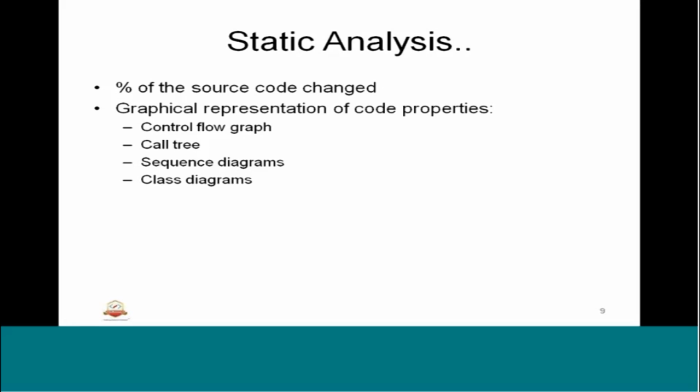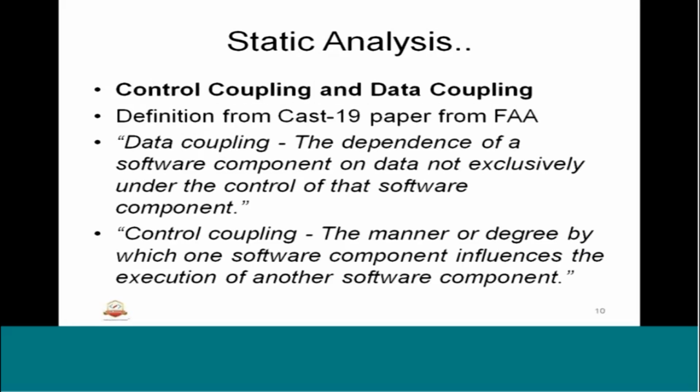Okay. The next important thing is control coupling and data coupling. It's a very important item, especially used in the aerospace industry. So what are control coupling and data coupling? The definition is from the CAST paper. CAST is the Certification Authorities Software Team. So this is a dedicated team basically.